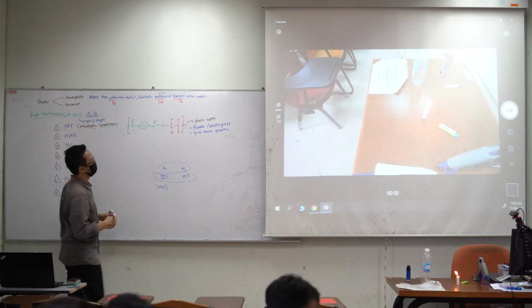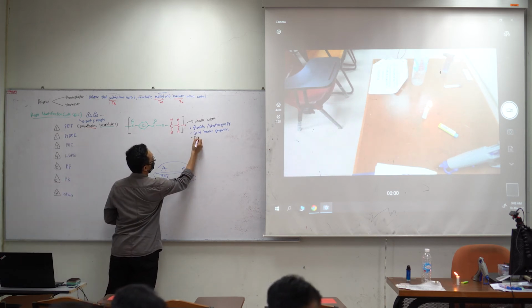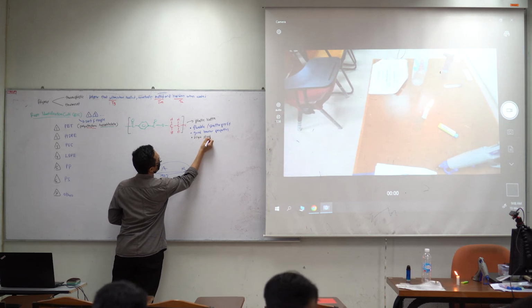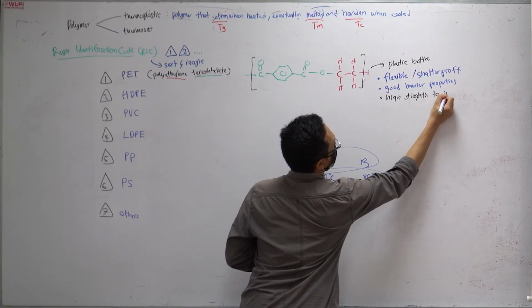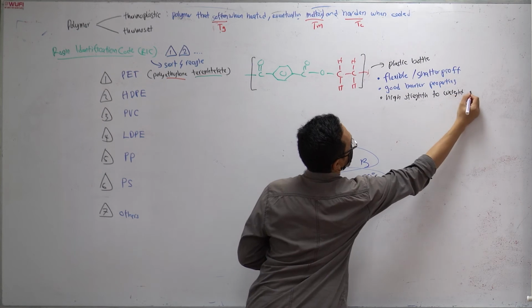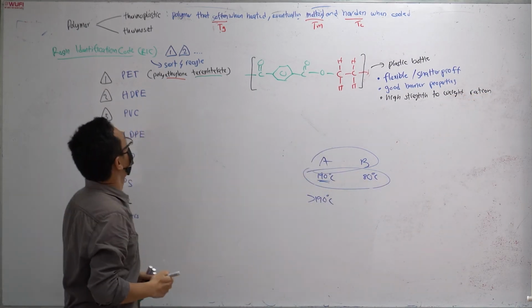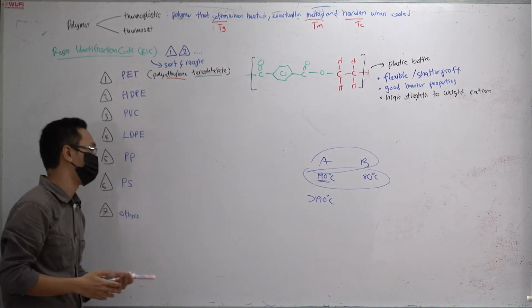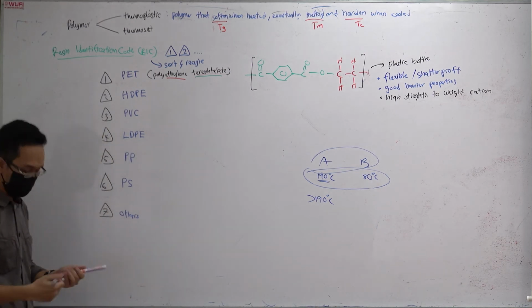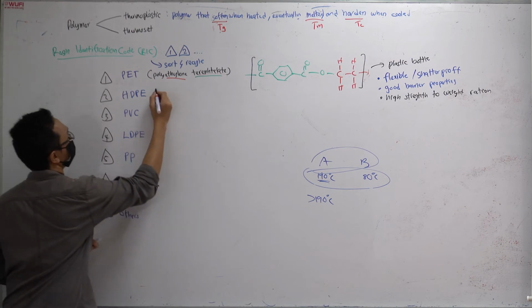It also has a high strength to weight ratio, meaning that it is strong. Okay, so that is PET. An example is a plastic bottle. So HDPE is basically what?